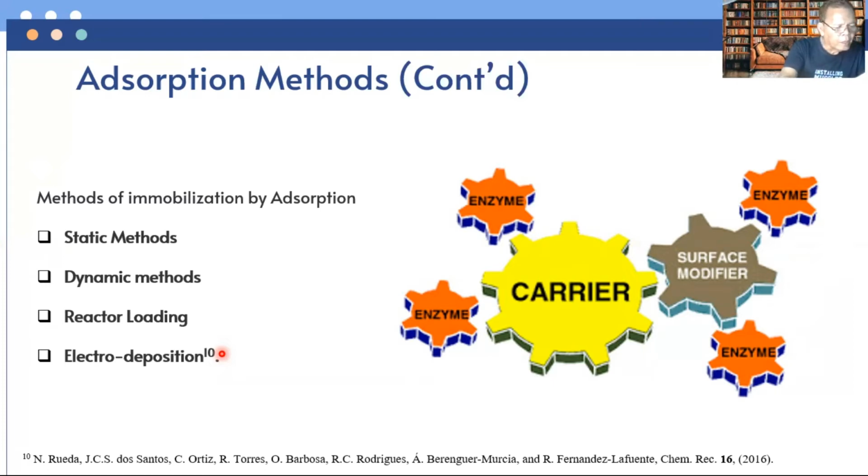It is widely used for the commercial production of immobilized enzymes. And the last is electrodeposition. Here a carrier is kept proximal to the electrode in an enzyme bath, after which an electric current is passed through it. It results in the movement of the enzyme toward the carrier. At last, the enzyme gets deposited on the surface.